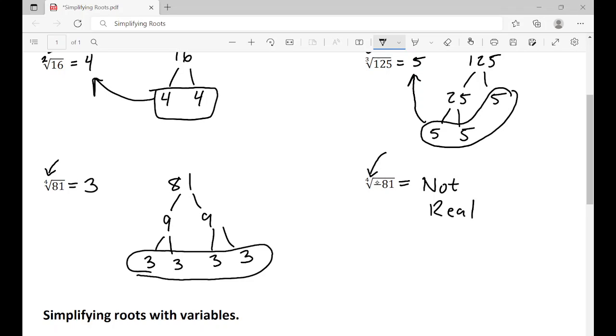So again, you can take the root of a negative number if the index is odd, but you cannot take the root of a negative number if the index is even.